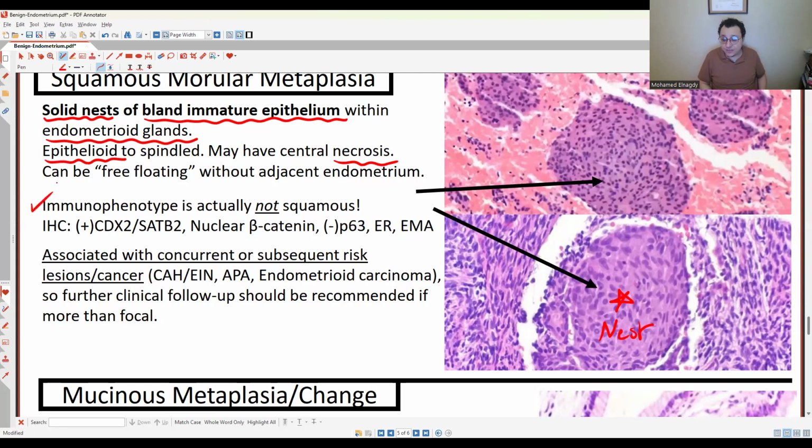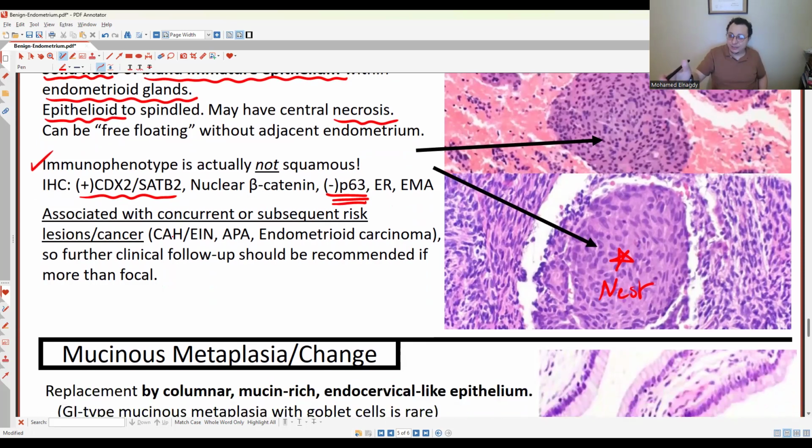And the interesting thing is that metaplastic squamous cells in the endometrium don't have an immunophenotype which looks like squamous. It's negative for P63, which is a classic squamous cell marker. They are negative for P63 and positive for CDX2 and SATB2, which is actually some kind of colonic profile. So they have a funny immunohistochemistry. So don't throw squamous stains and expect that these squamous cells are going to light up. Nope.